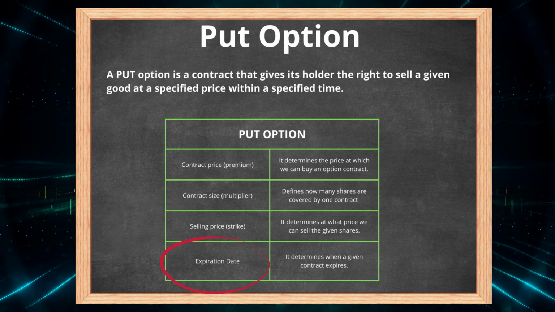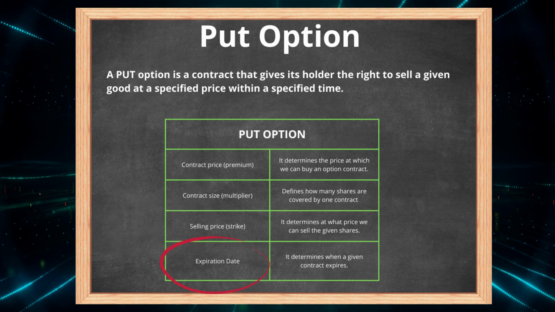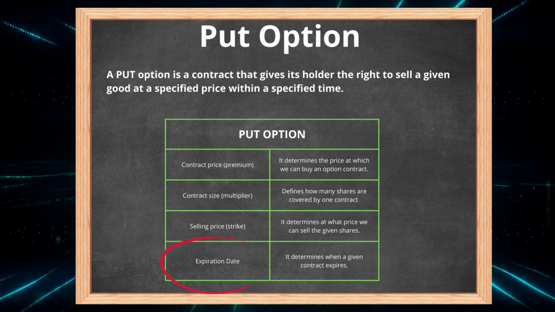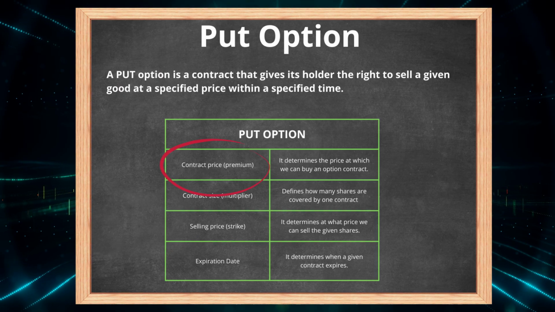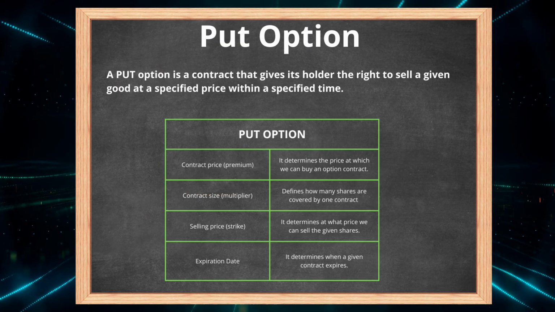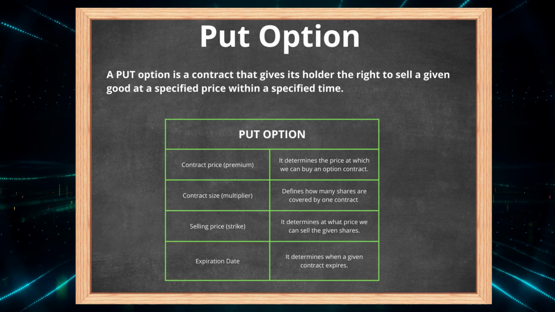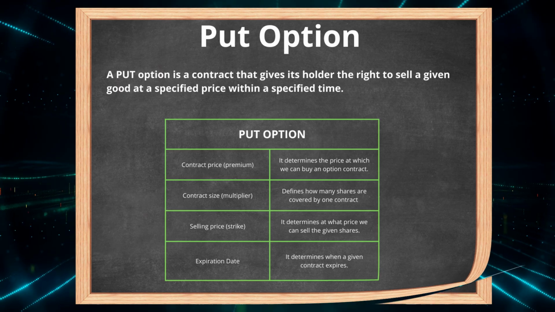Expiration date, the final date the contract is valid and the option can be exercised. Out of these parameters, only the contract price, meaning the premium, changes throughout the life of the option. The multiplier, strike price and expiration date are fixed once the contract is established. Let's have a look at the example.